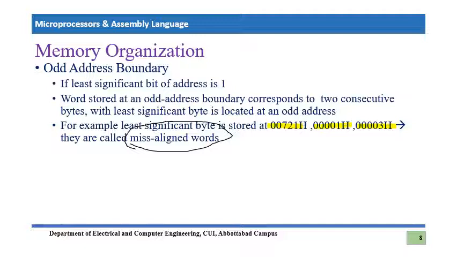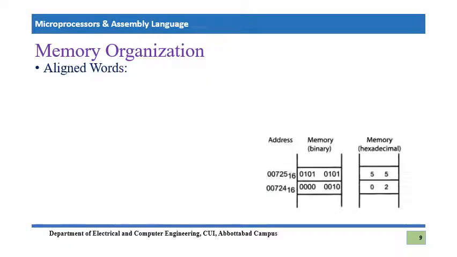And this misaligned or aligned concept doesn't stick only with words. It can be extended towards different data types, and we are going to learn that in coming lectures. Well, in this slide, we are going to learn these concepts in further detail. Here we are going to take an example.